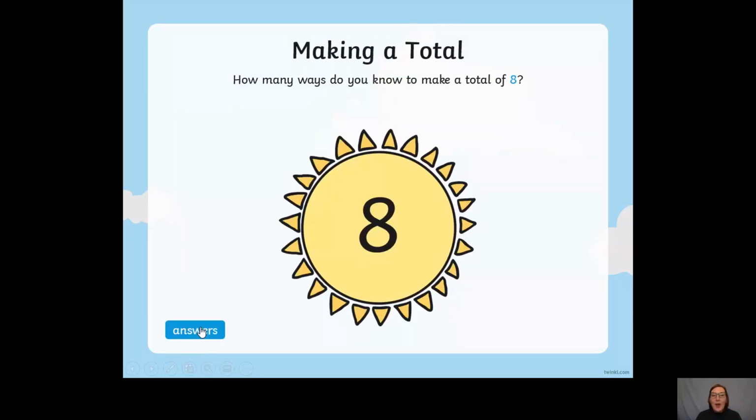Now, how many ways can we make 8? Okay, I want you to draw the sun in the middle of your paper with the number 8. And then around the sun, I want you to write down as many different ways that you can make 8. Think about your addition and your subtraction. Pause the video now and complete that task.